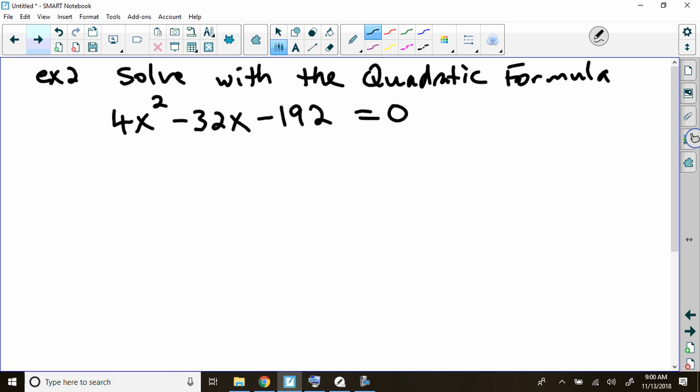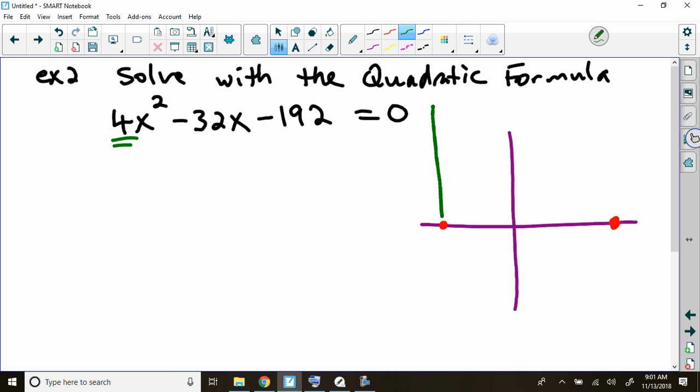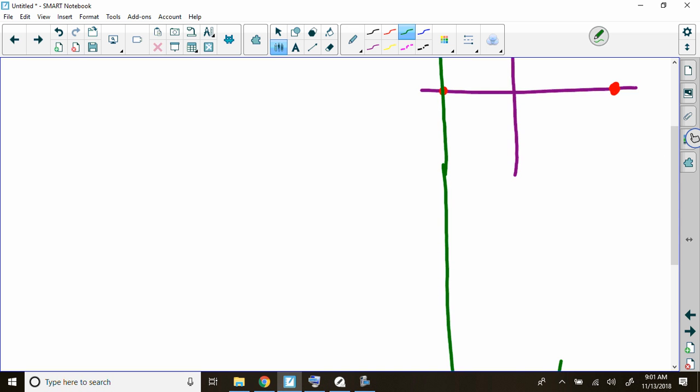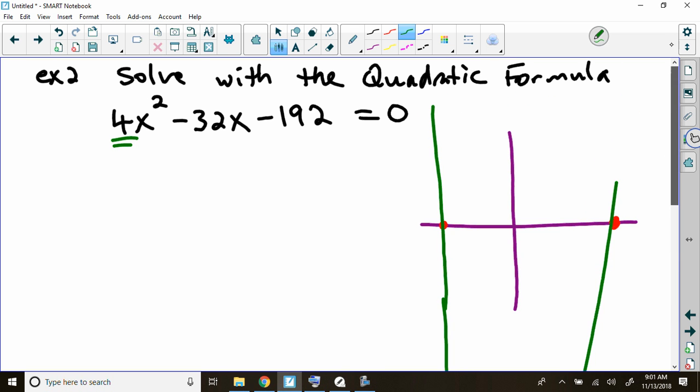Before we move on any further, we probably ought to look at something. Here's why it's nice to have a global approach to things. I don't know what the answers are just yet, but I do know it's going to be a parabola. It's going to go through the x-axis twice. Because of this 4 out front, I know I'm going to have a really tall parabola.